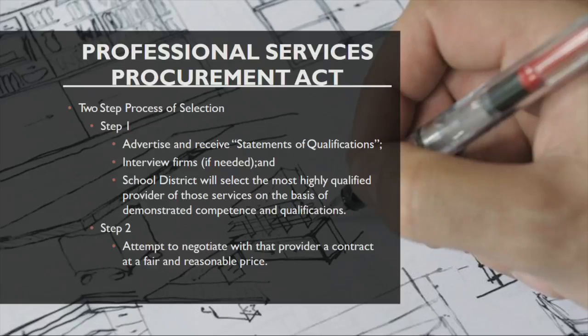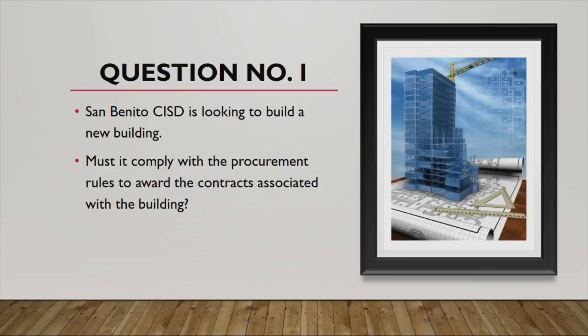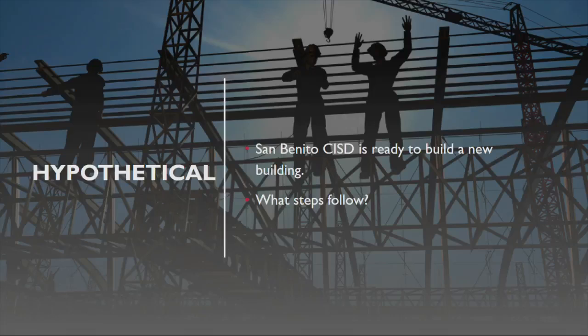So if we pose a hypothetical, San Benito CISD is looking to build a new building. Must it comply with the procurement rules to award the contracts associated with the building? Yes, if it's gonna be over $50,000. And so we know it is, so we can really ask the more fundamental question, which is, hey, we're ready to build a new building. What's our next step?